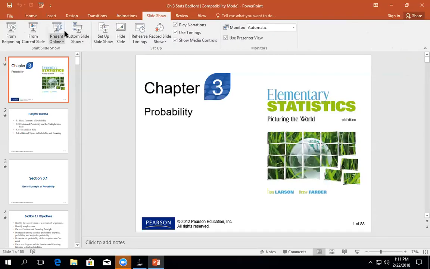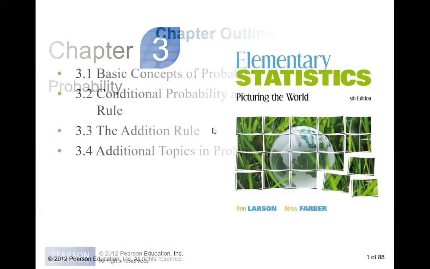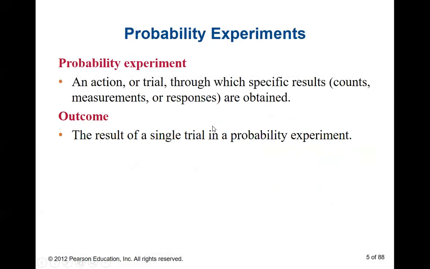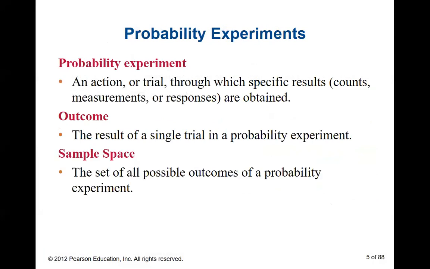Okay, so let's catch up real quickly to where we were, because we were talking about probability. These are all the definitions on the front page of your notes, because you're trying to identify these terms. A probability experiment is an action or trial through which you get specific results, okay? And they can be a lot of different things. An outcome is the result of a single trial, but the sample space would include all the possible outcomes you could have in a probability experiment, okay?